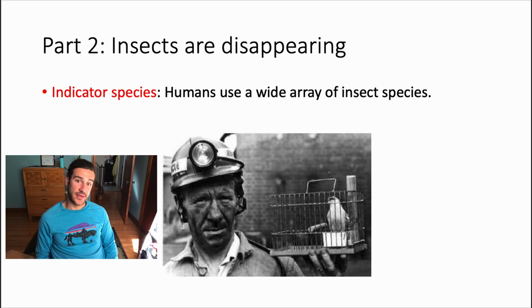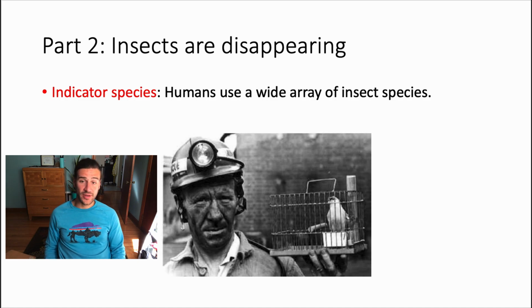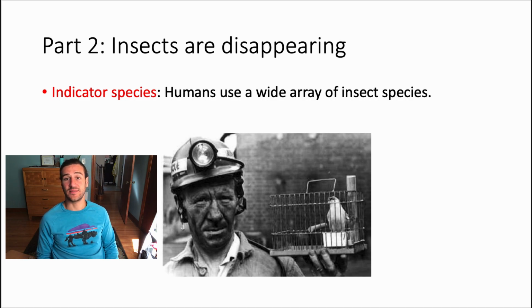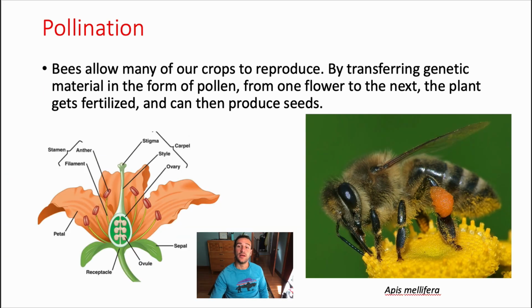The second part of this lecture, we're going to focus on the insects that are disappearing. And again, many insect species are also indicator species, and we use a wide array of insect species as indicator species. Again, an indicator species is an organism whose abundance, presence, or absence is going to show some environmental characteristic.